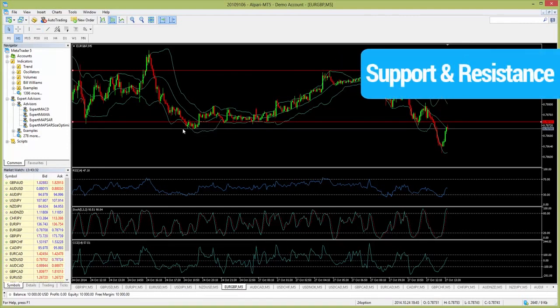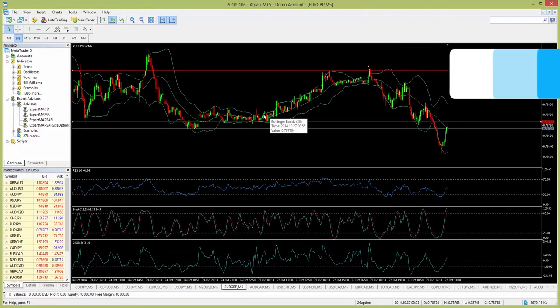So how support and resistance works is, think of it as a ceiling and a floor. So the price keeps bouncing back from the same level. Once it crosses the resistance level, it then becomes behaving as support. So it still keeps bouncing back on the same level.